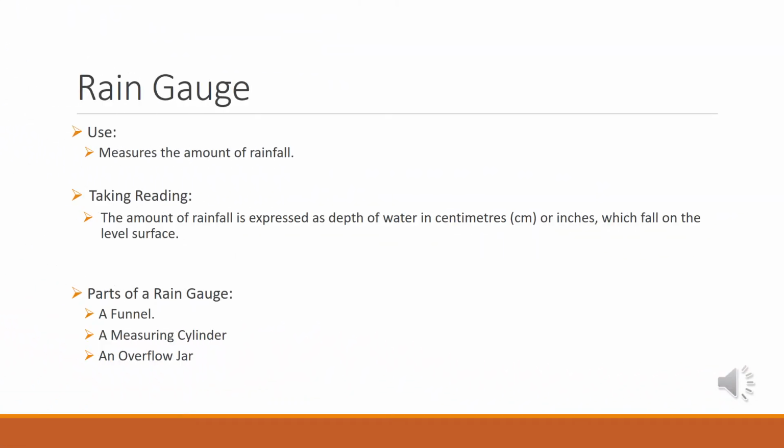A rain gauge is used to measure the amount of rainfall in an area. The amount of rainfall is expressed as depth of water, in centimeters or inches, which falls on a level surface. Parts of a rain gauge include a funnel, a measuring cylinder, and an overflow jar.